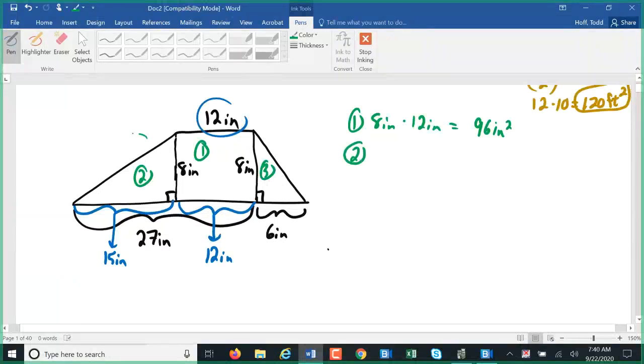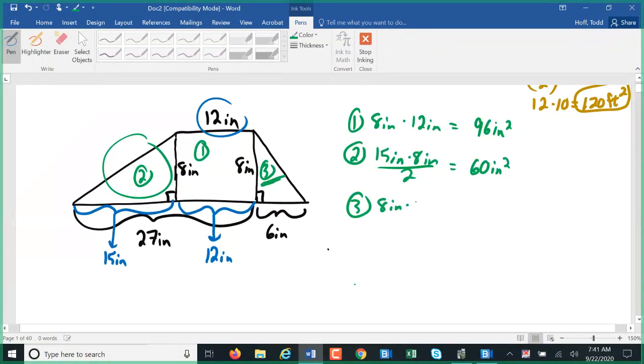The second shape over here is a right triangle that is 15 inches by 8 inches, divided by 2 because it's a triangle, so that's 60 square inches. And the third shape here is also a right triangle. That's 8 inches by 6 inches, and again, divided by 2 because it's a triangle. 24 square inches. That all adds up to 180 square inches.